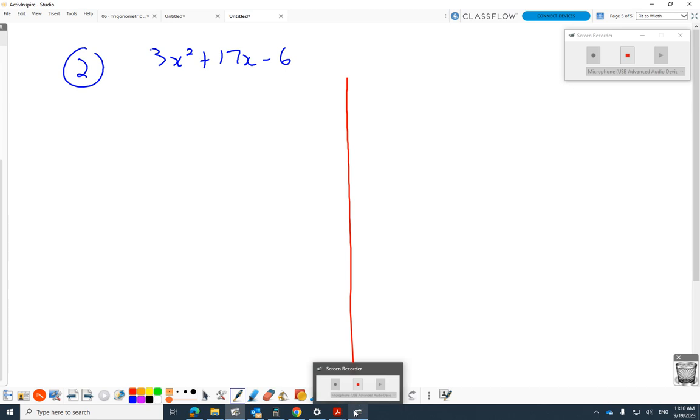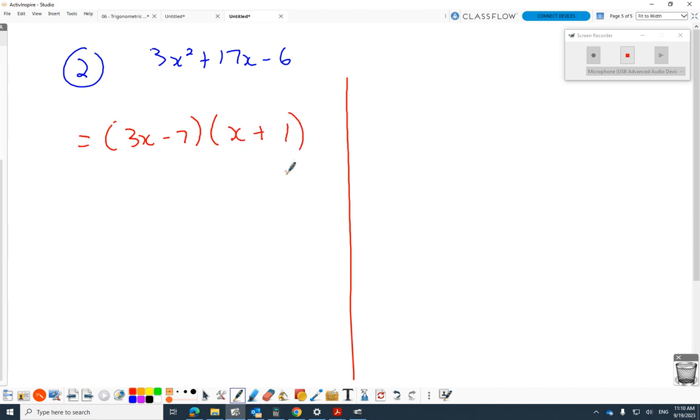What do you got? I got 3x minus 7, and then multiplied by x plus 1. Now, he's either right or wrong. And when you do these yourself, I encourage you to check them. He's in pretty good shape.